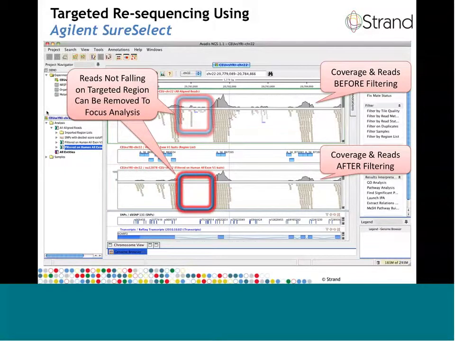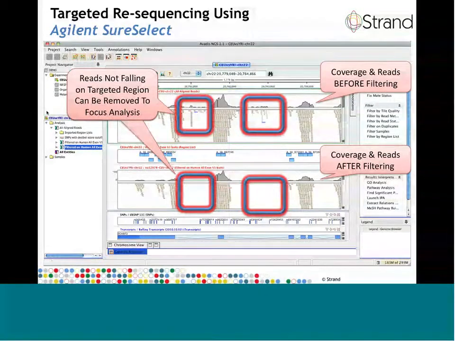So after applying the filter on region list workflow step, the reads that fall outside the bait regions can be removed and will no longer interfere with the downstream analysis, such as SNP detection. And the filter will result in a separate object, allowing you to perform the SNP detection both before and after the filtering, and later compare the results to investigate the effectiveness of the target enrichment.